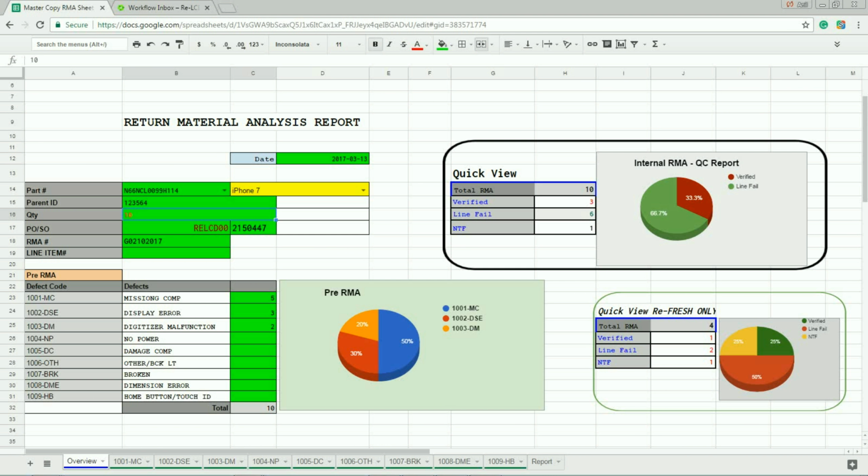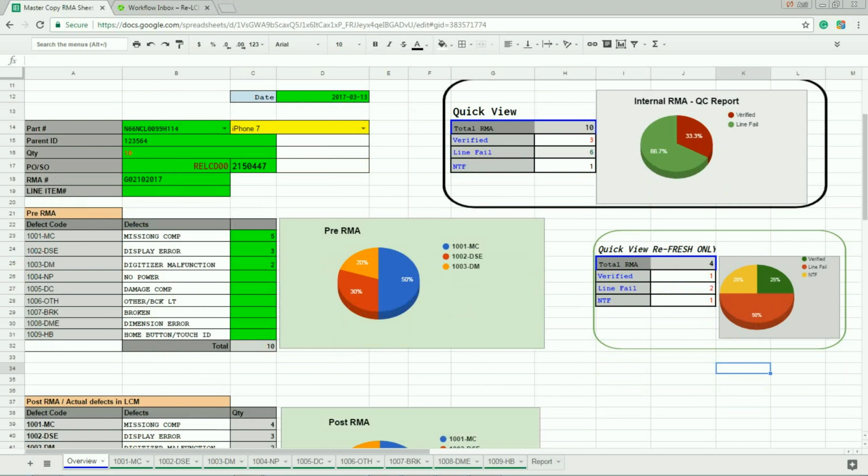So for example, for this particular RMA, the quantity is 10, and 5 is under missing component, 3 is under display error, and 2 is under details of malfunction. This pre-RMA projects what the distribution of those LCMs looks like. And this quick view for the refresh projects the data that belongs to the refresh LCM.